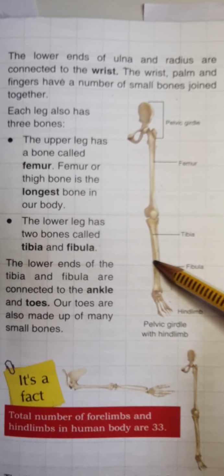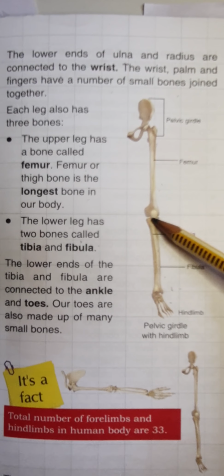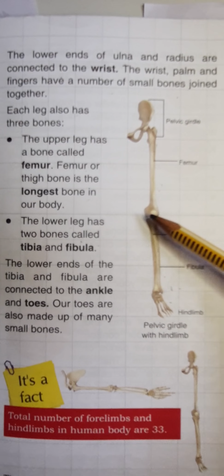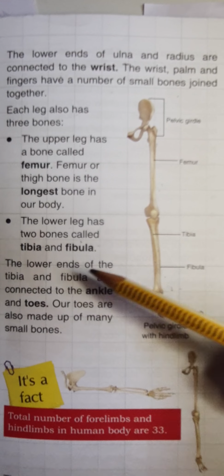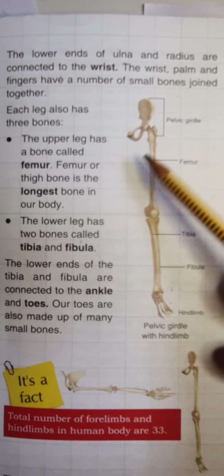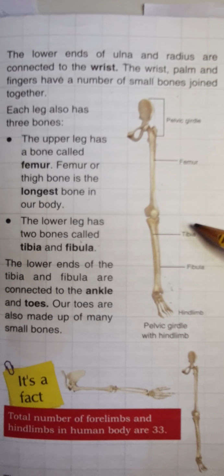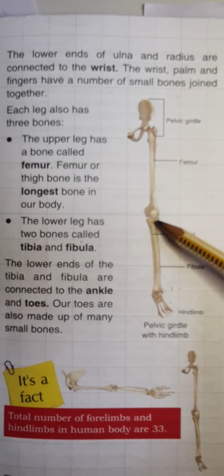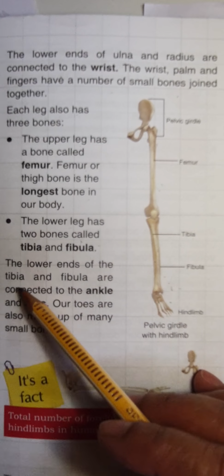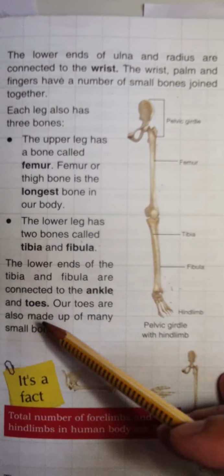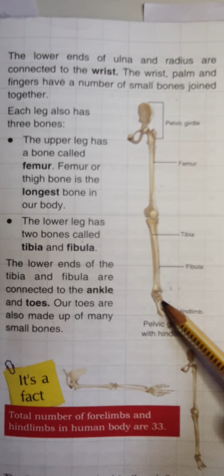Again, as in the upper limb, where from your elbow till hand there are two bones, the same in the hind limbs: from knee to your foot there are again two bones. One is called the tibia, another is called the fibula. The lower ends of the tibia and fibula are connected to the ankle and toes.